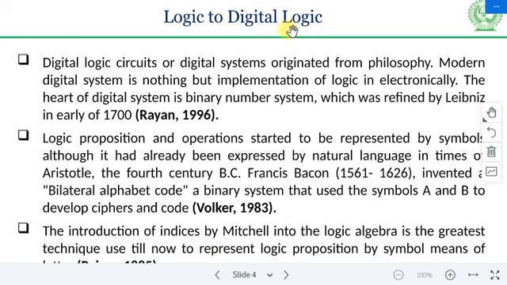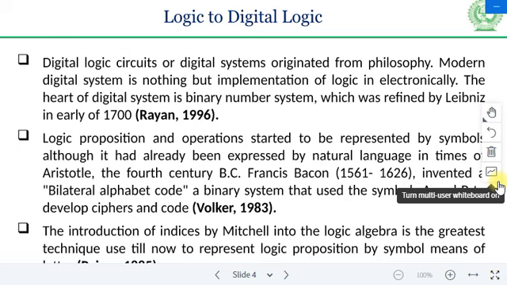Now the logic to digital logic. The digital logic circuit or digital system originated from philosophy. The modern digital system is nothing but the implementation of logic electronically. The heart of the digital system is the binary number system, which was refined by Leibniz in early 1700. The logic proposition and operation started to be represented by symbols, although it had already been expressed by natural language in the time of Aristotle.